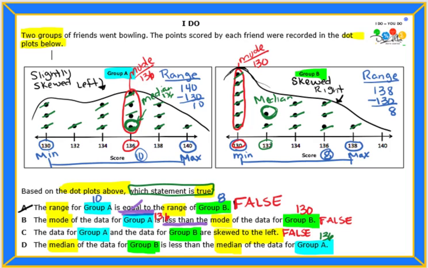So let's go ahead and put it here. So we had median for group B was 132. And the median for group A was 136. So let's compare them. It says the median for group B, which is 132, is 132 less than 136? Yes, it is. So this is true. And then remember that in our question, we said based on the dot plots above, which statement is true? And so the only one that is true is D. The median of the data for group B is less than the median for the data for group A.